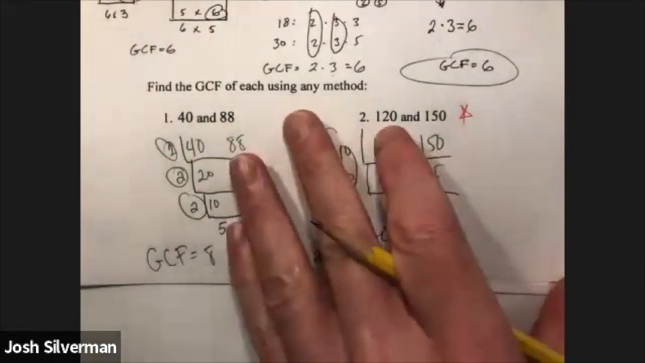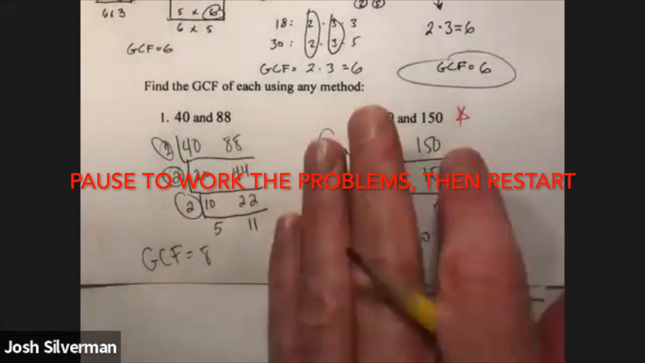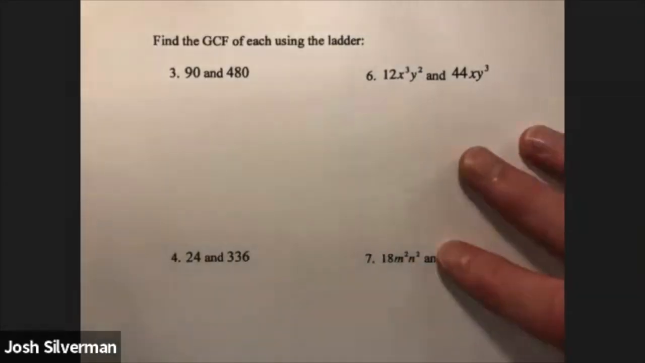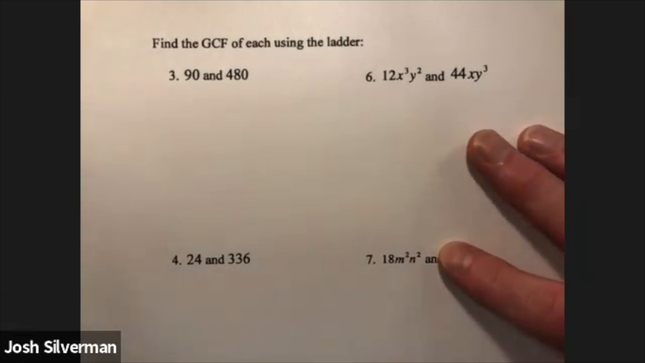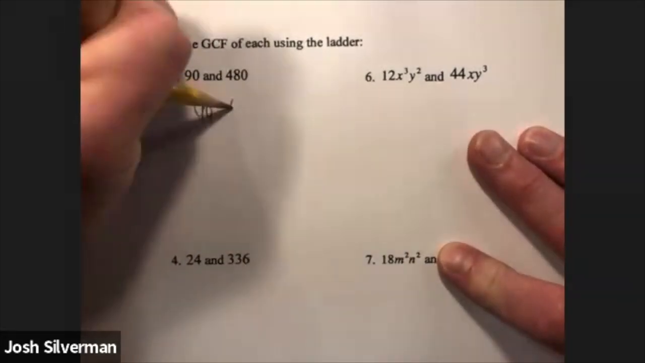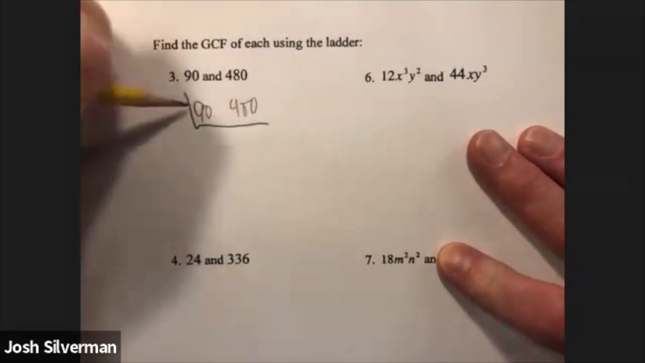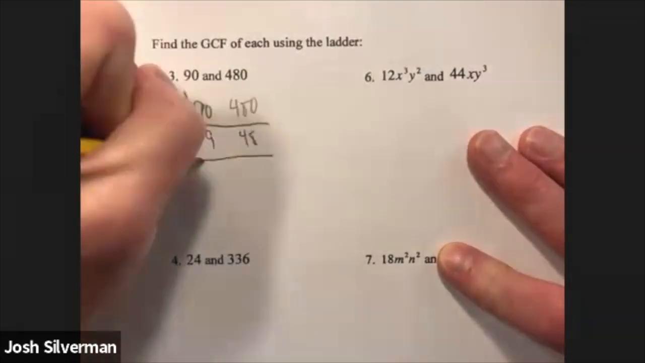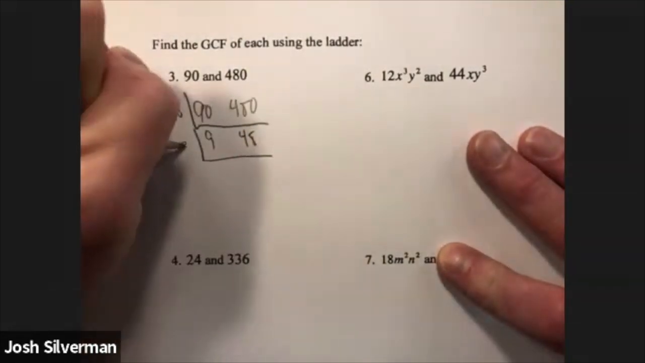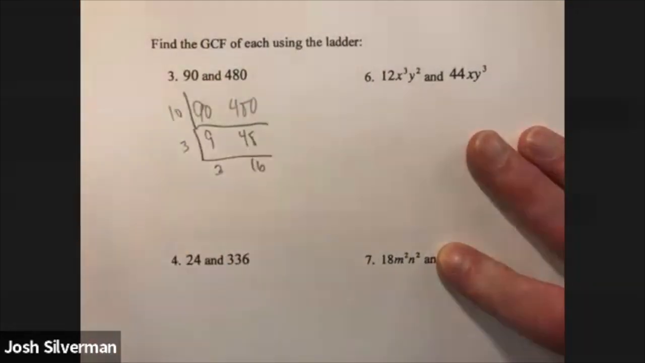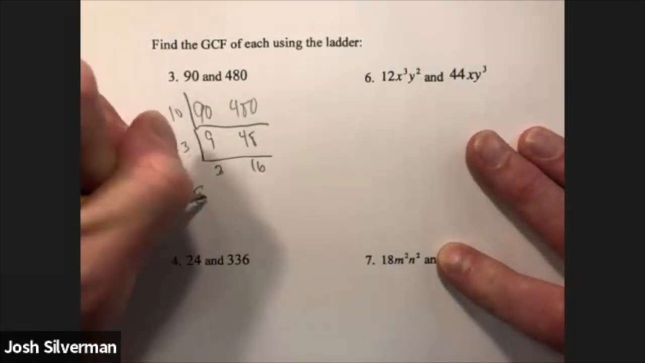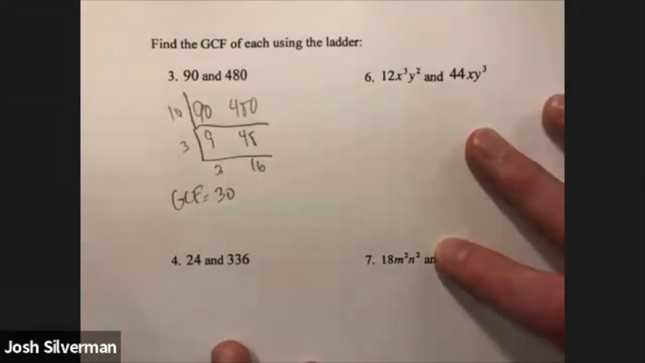Let's do some problems. Try page 4 for me. All right, the first couple are going to look exactly like what we just did. 90, 480. What can we divide them by? How about a 10? That's a 9 and a 48. What can we divide those by? How about a 3? That's a 3 and a 16. What can we divide those by? Only 1. We are done. And the GCF is equal to 30.